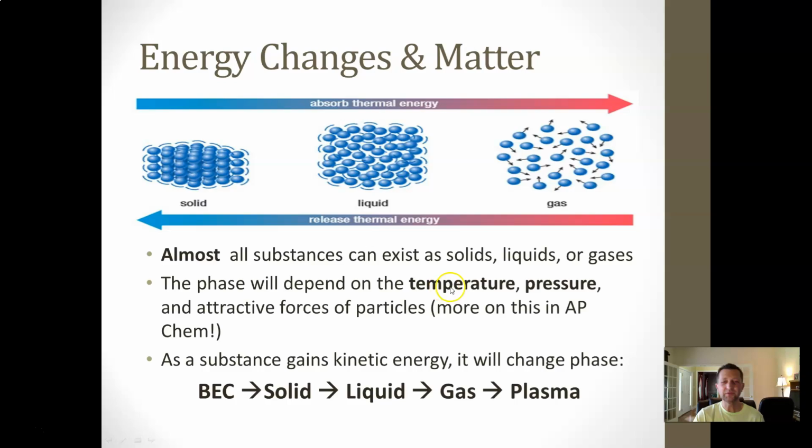That's right here. The phase will depend on the temperature, pressure, and attractive forces. We do a little bit of attractive forces in the discussion later on in the course, and a lot of it in AP Chem. That's a really interesting component of chemistry and tells us a lot about why certain things are solids, liquids, or gases. It's really cool. So here's our conclusion here. As a substance gains kinetic energy, it will change phase. Lowest amount of energy, Bose-Einstein condensate, all the way up to plasma.